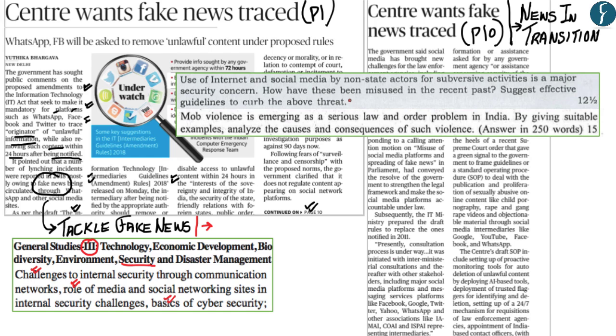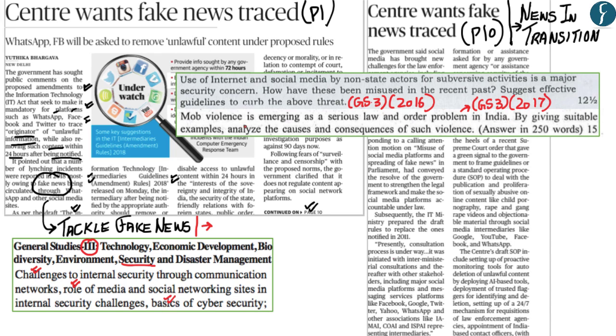Wherein previously a question has been asked in GS Paper 3 of 2016, which had asked that use of internet and social media by non-state actors for subversive activities is a major security concern. How have these been misused in the recent past? Suggest effective guidelines to curb the above threat. And similarly, a question was asked in GS Paper 3 of 2017, which had asked that mob violence is emerging as a serious law and order problem in India.